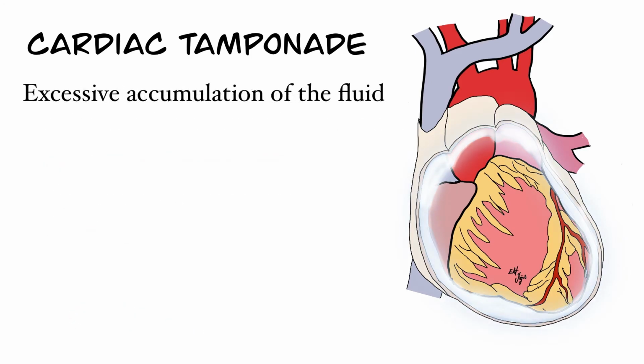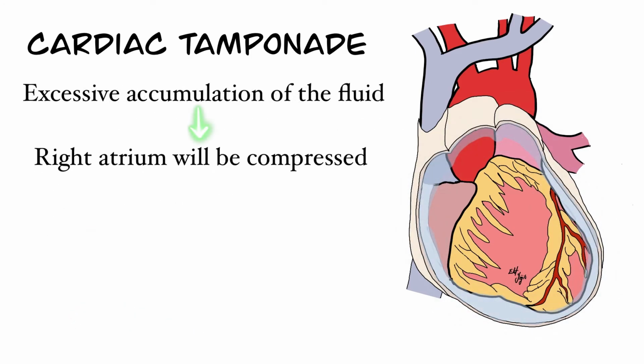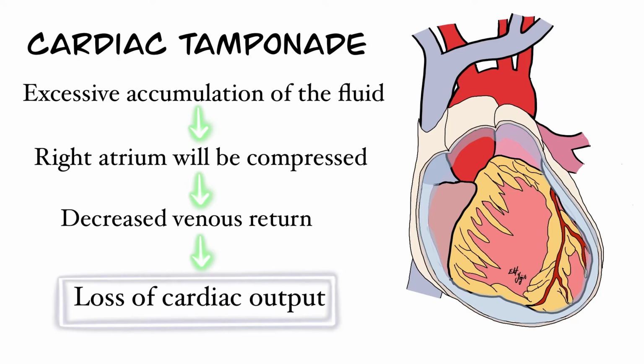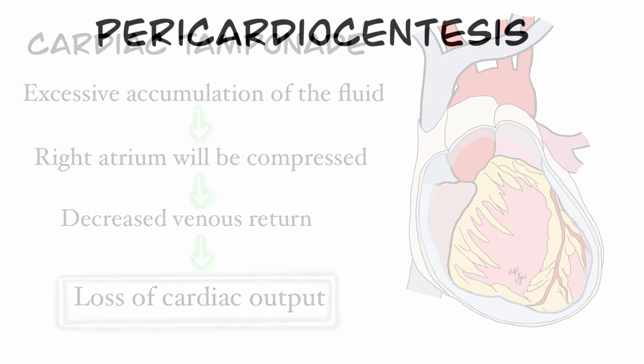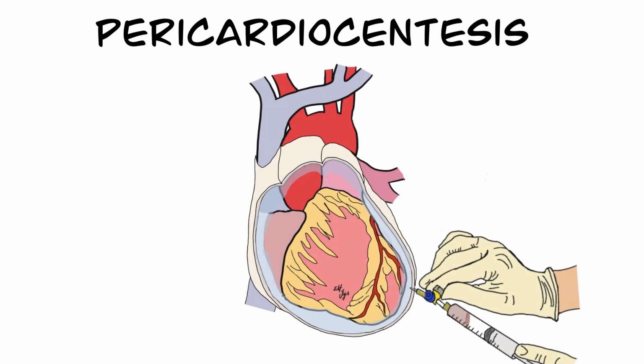With the excessive accumulation of the fluid, the right atrium will be compressed, and it will result in decreased venous return and loss of number of heartbeats per minute. In other words, it will result in loss of cardiac output. Excessive accumulation of pericardial fluid requires immediate drainage, surgically or by a procedure known as pericardiocentesis under echocardiographic guidance that avoids the breach of the pleura.